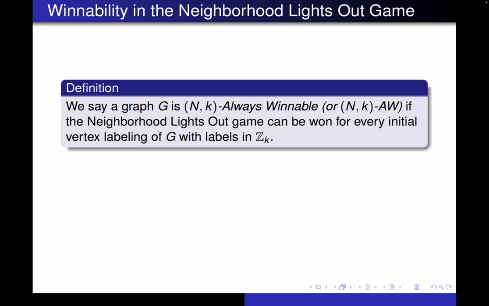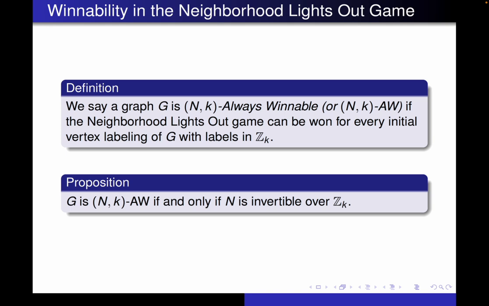So we say a graph G is NkAW, that is, N-k always winnable, if the neighborhood lights out game can be won for every possible initial vertex labeling of G with labels in Zk. And as we've seen, that's going to happen precisely in the following situation. It's going to be NkAW if and only if the matrix N is invertible over Zk.